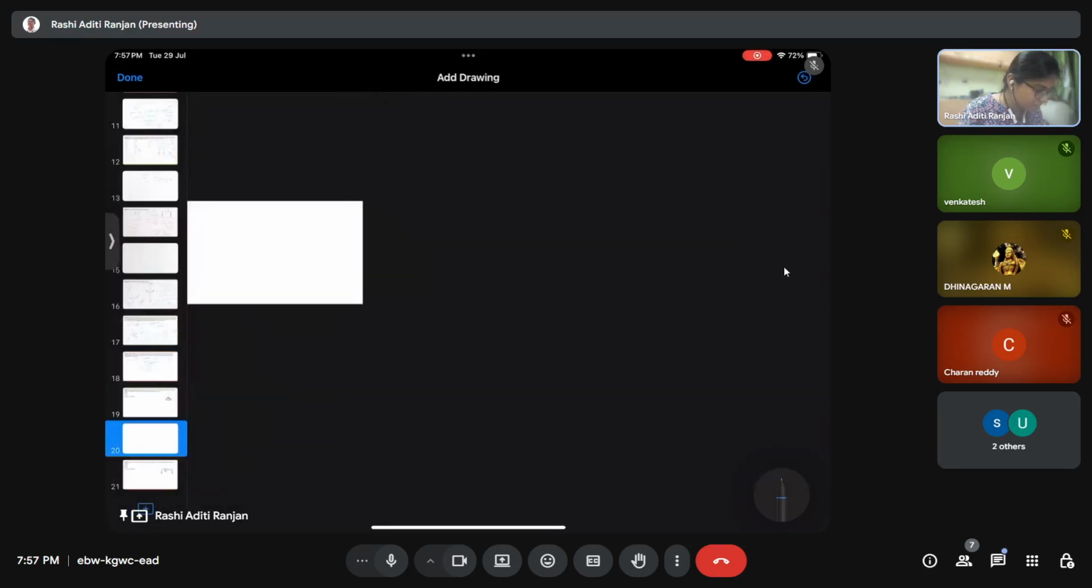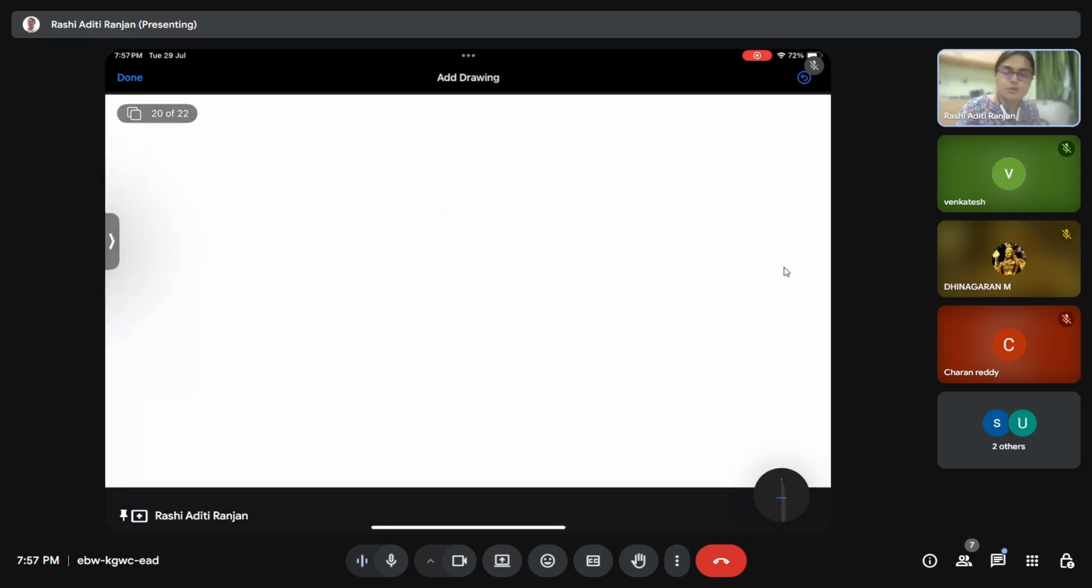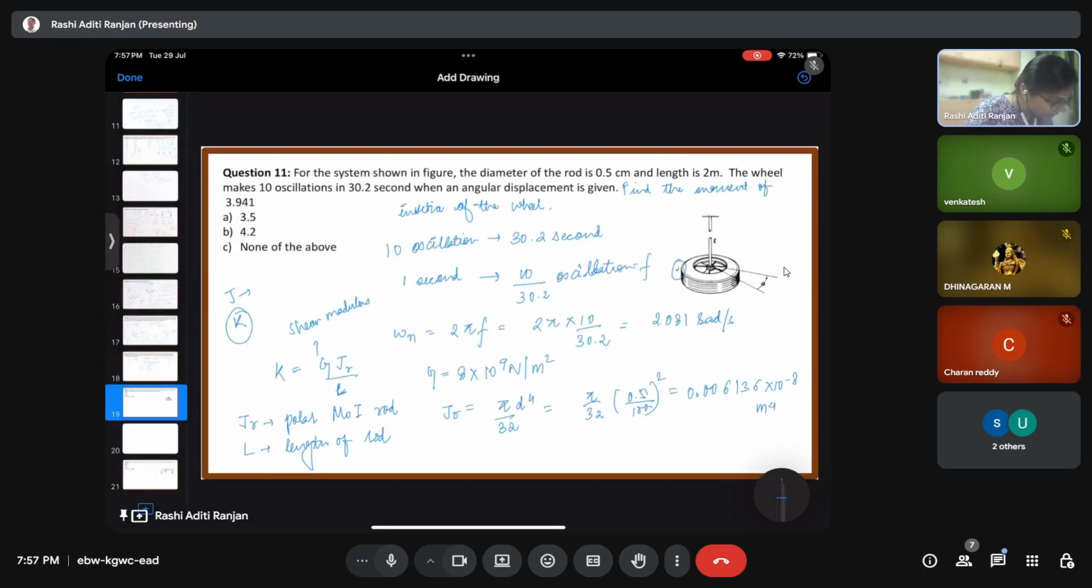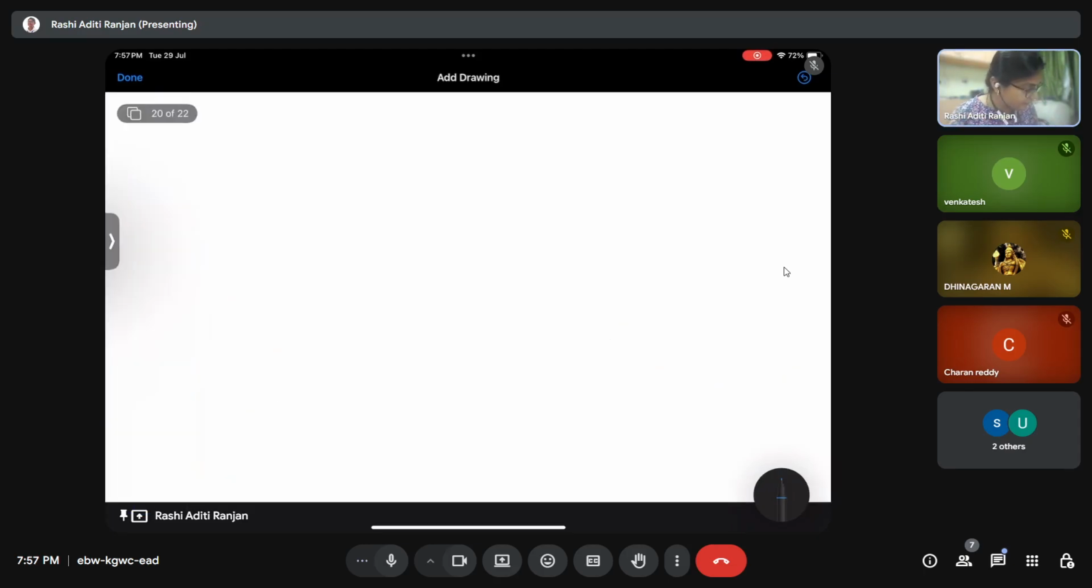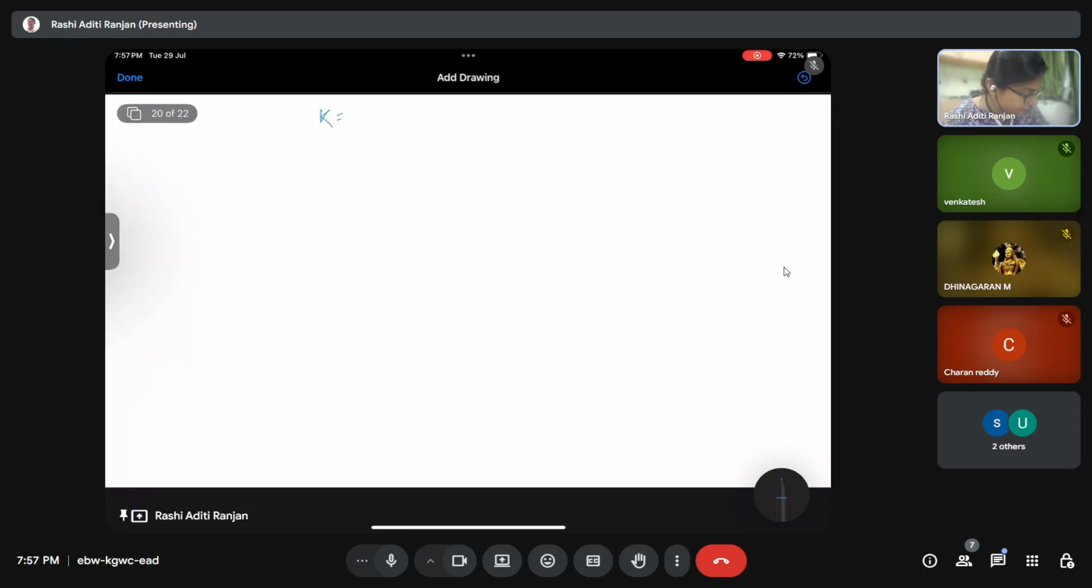I'll add one more slide. L we already know it is given, right? L is 2 meter. So I'll put it in this equation. K is equal to G Jr by L, which is 8 × 10^9 into 0.006136 × 10^-8 divided by 2. This will turn out to be 2.455 Newton meter per radian.